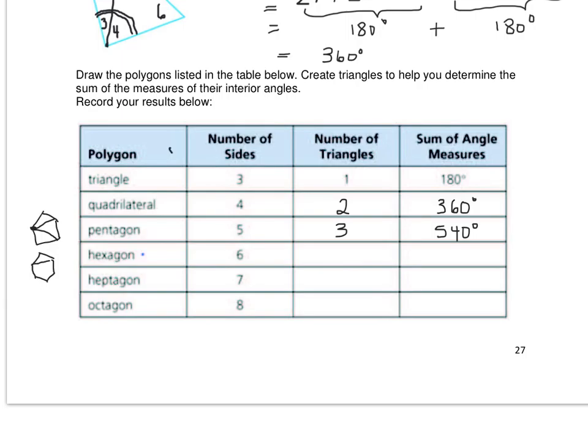And then this hexagon has 6 sides, which is not a real great sketch, but then if you connect from that vertex to all the non-consecutive vertices, you end up with 4 triangles, and 4 180s would be 720. And then similarly, if you did a 7-sided figure, you would end up with 5 triangles, and then 5 180s would be 900, I think. And the last one, if you had an 8-sided figure, an octagon, you would have 6 triangles that could be formed, so 6 180s adds up to be 1,080.